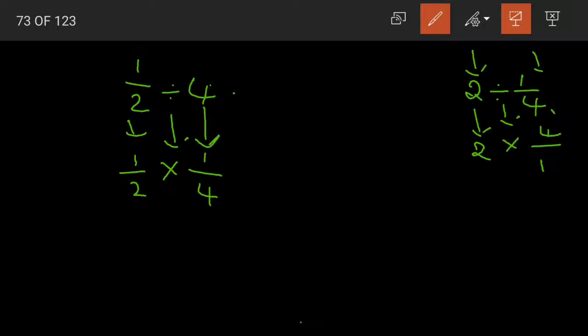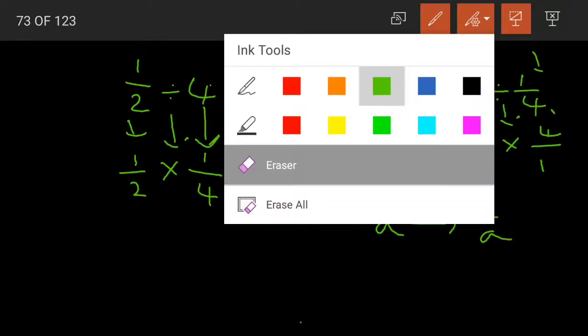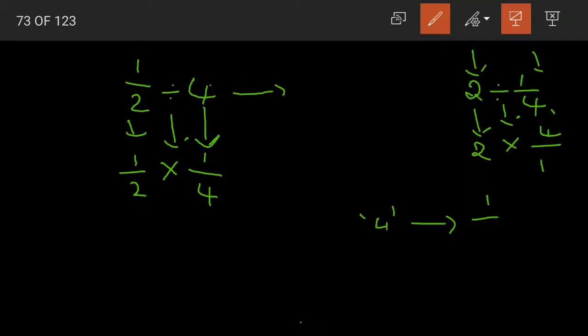What should we write, children? We should write the reciprocal. Yes, if we have learned, for any whole number a, its reciprocal becomes 1 by a. So here we are having 4. So for the whole number 4, its reciprocal becomes 1 by 4.